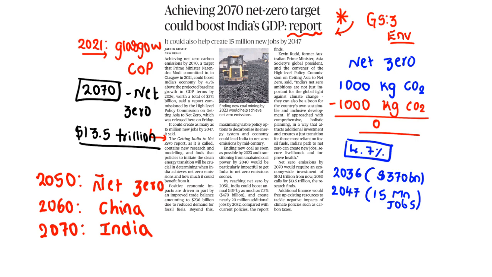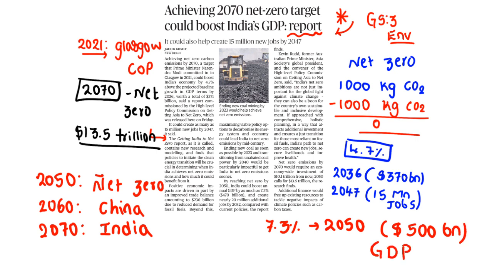It is also saying the annual GDP might increase 7.3% by 2050, and which could add $500 billion every year to its GDP. Clear? So this might be the GDP growth rate, and the article is very important. Why? Because sometimes it may ask that this is a cost involvement, but you can use this article as an example, and you can write in your answers that this would boost up India's GDP according to the Getting India to Net Zero report, and you can quote all this information.